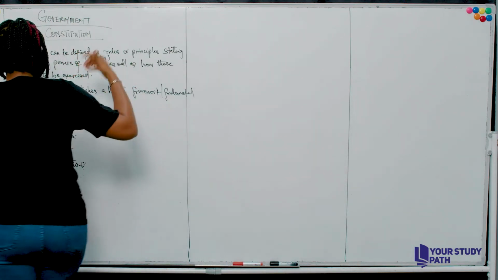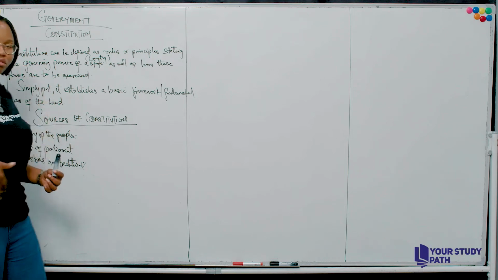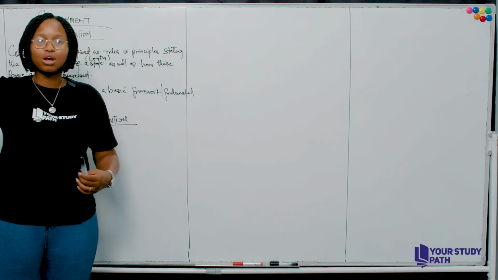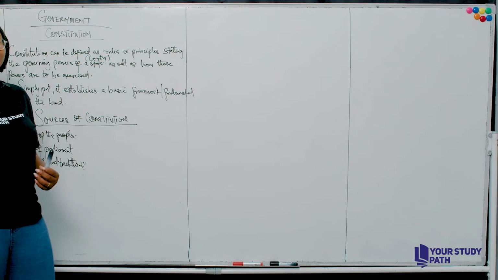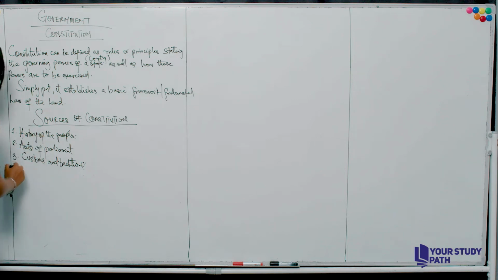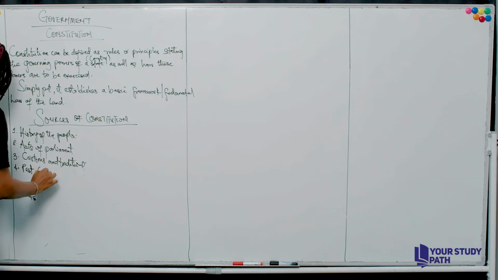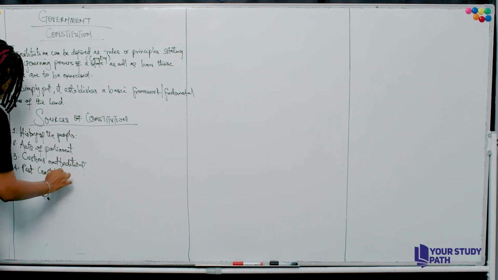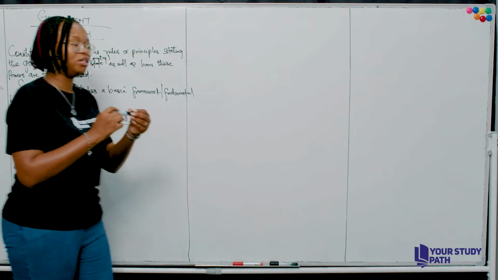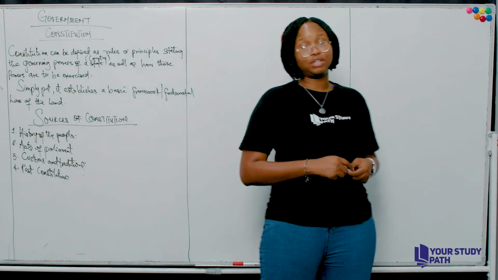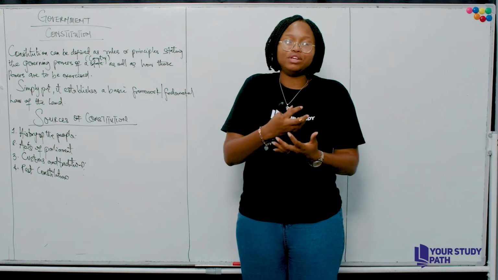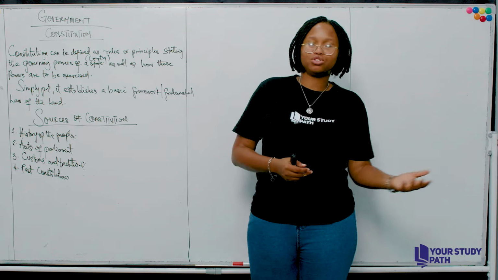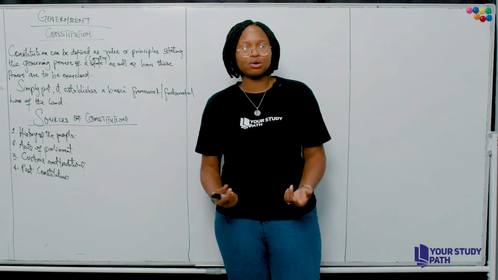Also, past constitutions, that is, the constitutions of the past or constitutions of other countries, can also form part of the sources of contents in a constitution. So we have past constitutions. For example, the 1979 Constitution of Nigeria as amended took some of its cues from the American Constitution, or it was modeled after the American Constitution.